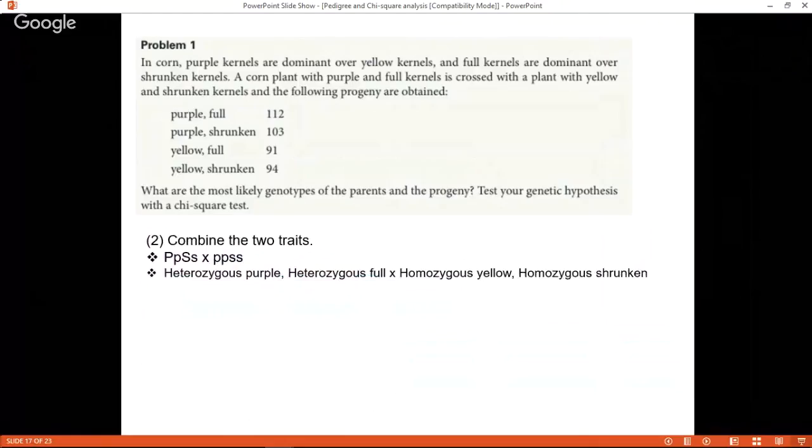Then the 2 traits together. So we have big P, little p, big S, little s. So heterozygous dominant purple, heterozygous dominant full. I'm sorry, heterozygous dominant full. And then we have homozygous recessive yellow, homozygous recessive shrunken. I wrote it down here.